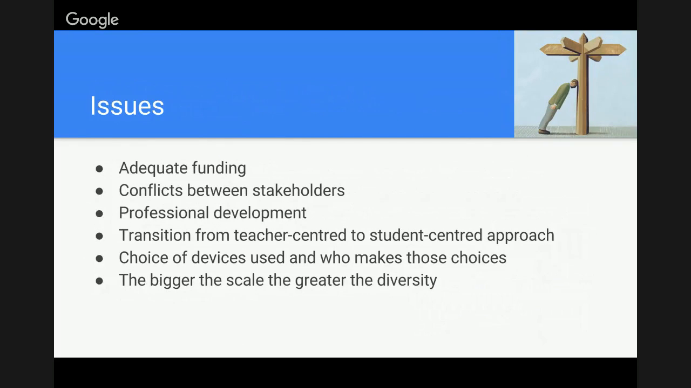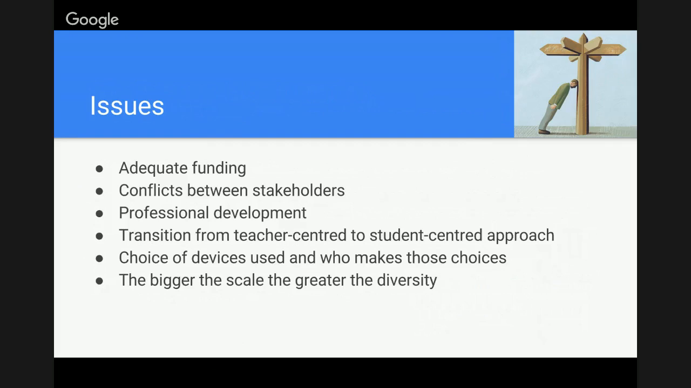So firstly, adequate funding. Often money is spent upfront on startup costs, but money is not allotted for upkeep of the program, including technical support and professional development for teachers.